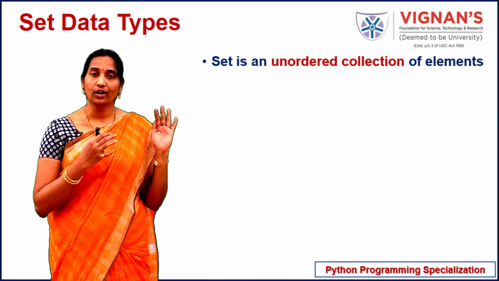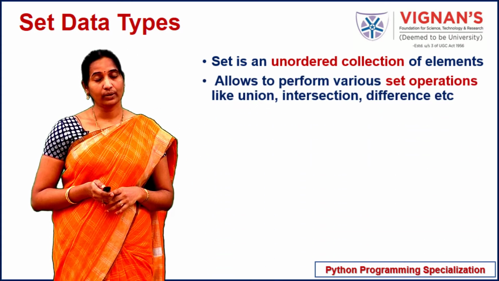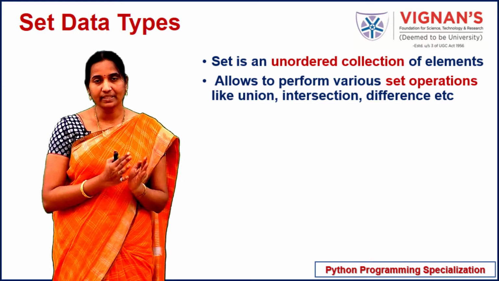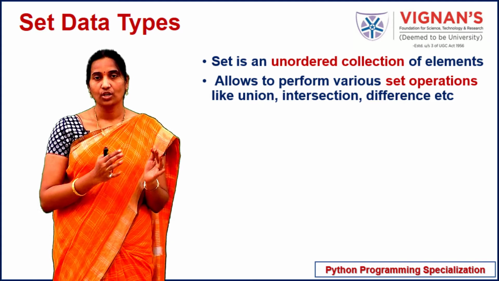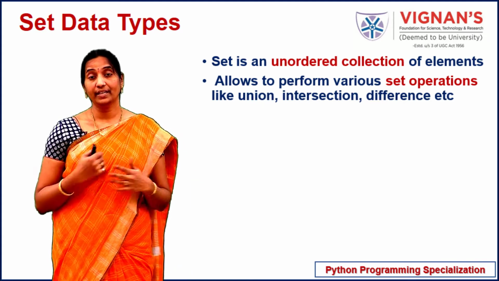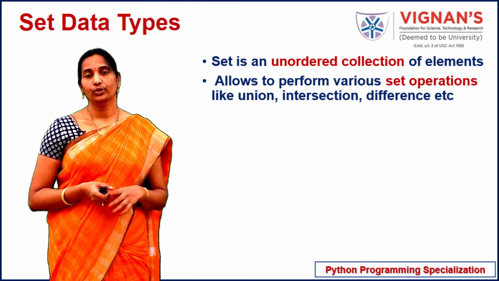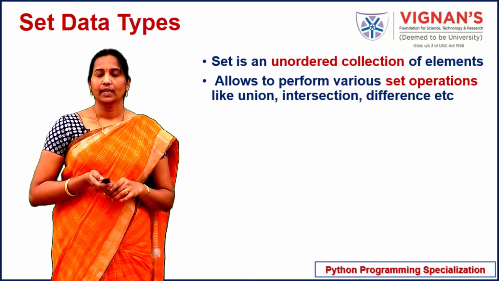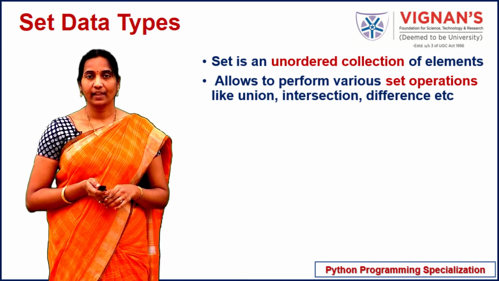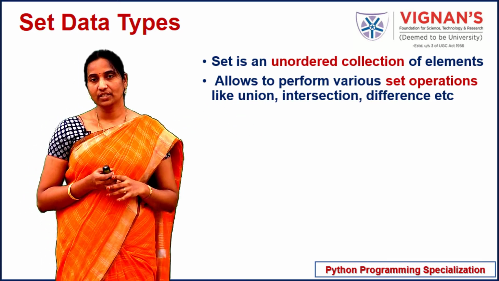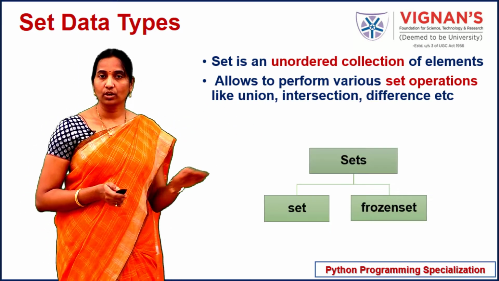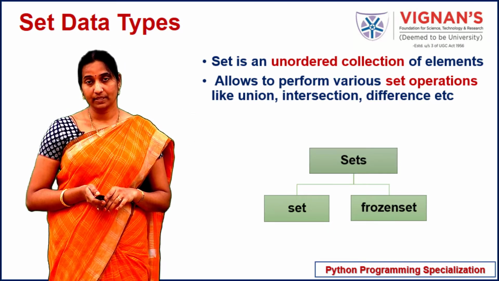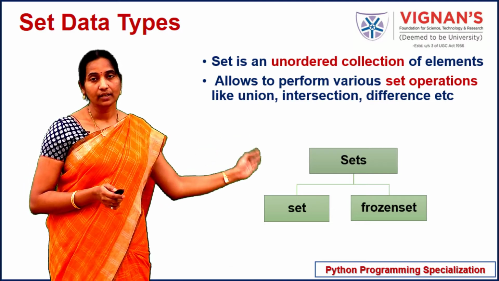A set is actually an unordered collection of elements without any duplications. The importance of organizing a collection of elements as a set is that it supports us to efficiently perform various set operations like union, intersection, difference, etc. Once we represent the data as a set, then performing all these operations is efficient. So Python supports two different data types to support storing of set representations, that is set and the frozen set.